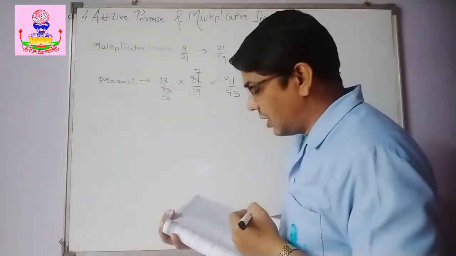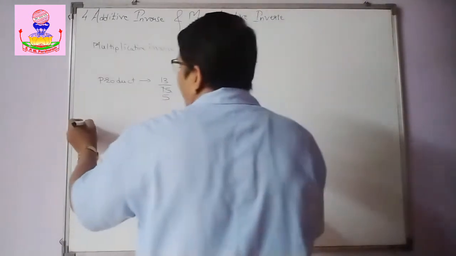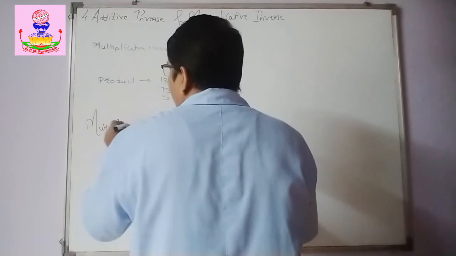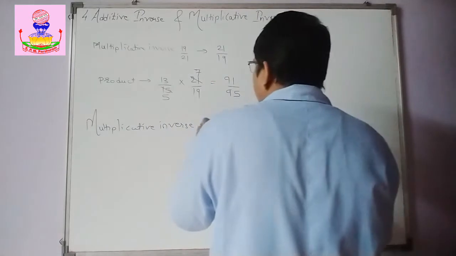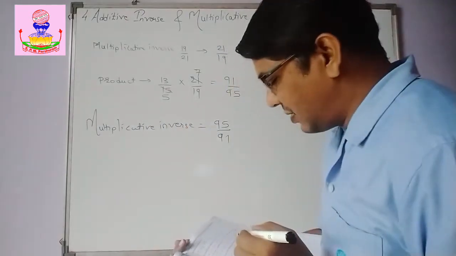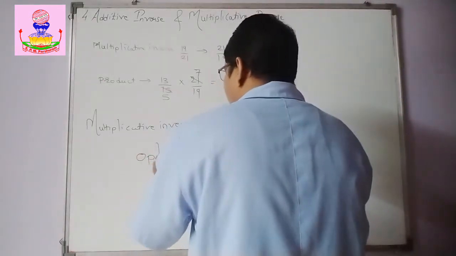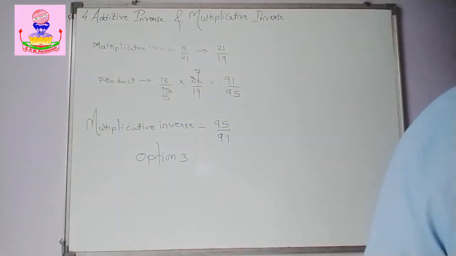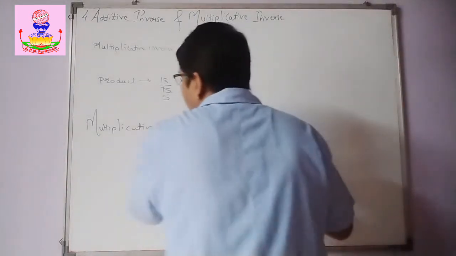Now what they say, you have to find multiplicative inverse of the product. Multiplicative inverse. What is it? Yes, 95 upon 91. And so option number 3. Option 3. Okay. So that is what the answer is. This topic is easy. Okay. Now let's solve the next example.